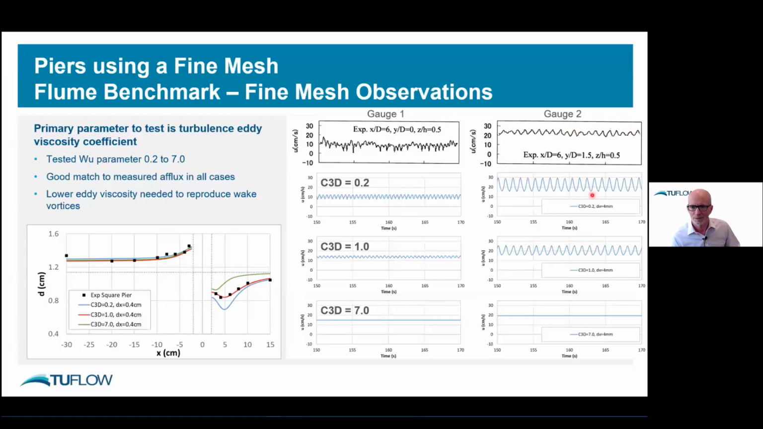The amplitude differs quite a bit, so that's of interest. And you can see by the time you get down to a Wu parameter of 7, it's suppressing those circulations, and your simulation is truly steady state. It's not changing, whereas these ones here are steady state inflow, but a dynamic sort of reaction below the pier. So interesting outcomes there.